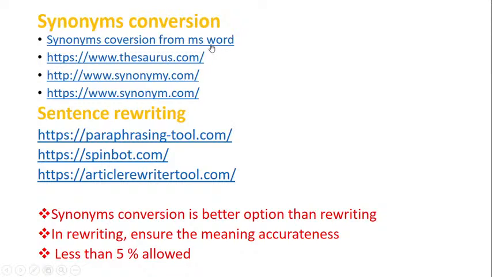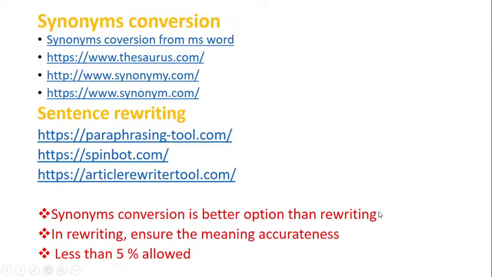Synonym conversion you can do from MS Word. You can use a thesaurus, so you can find suitable synonyms for the plagiarized word. You can use Synonymy, synonym.com. These are all websites you can go to. And occasionally you can use sentence rewriting also: paraphrasing tools, Spinbot, article writer tools, many are there. Okay, but sentence rewriting, in my experience, many times is not giving the accurate meaning. So finally, synonym conversion is a better option than rewriting.